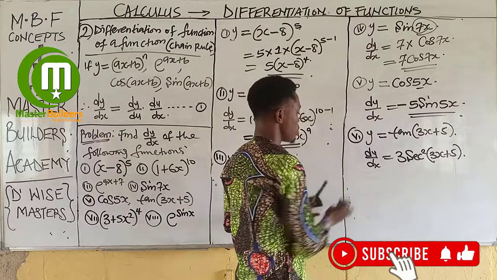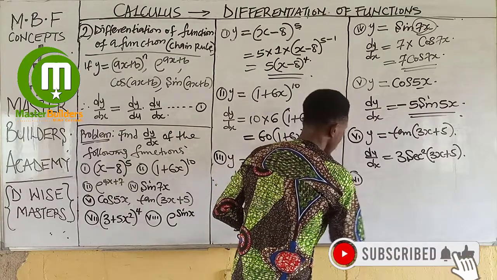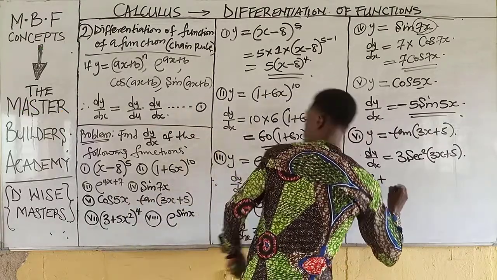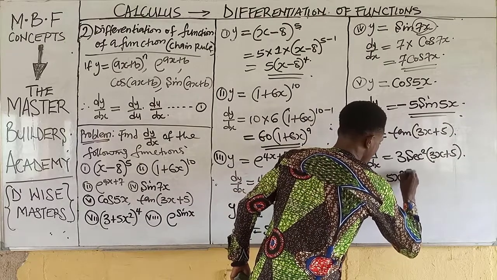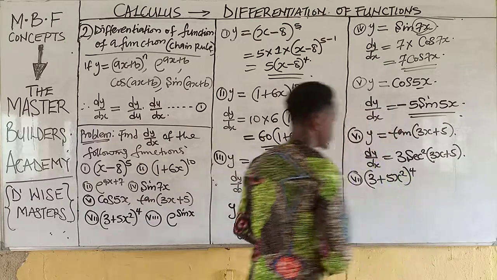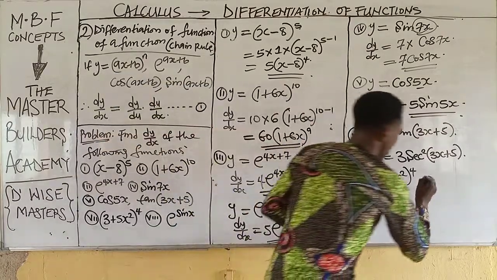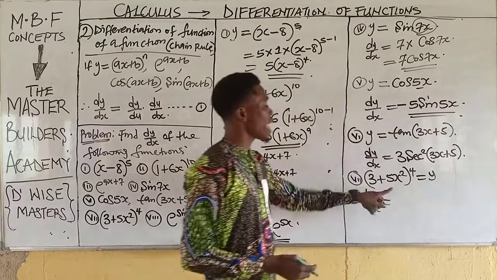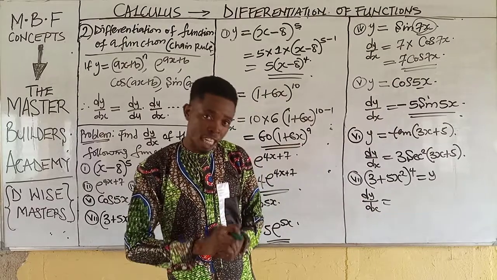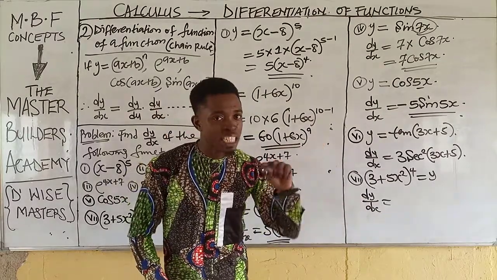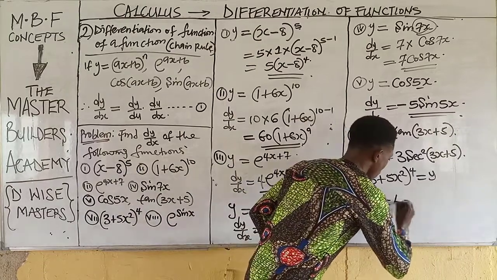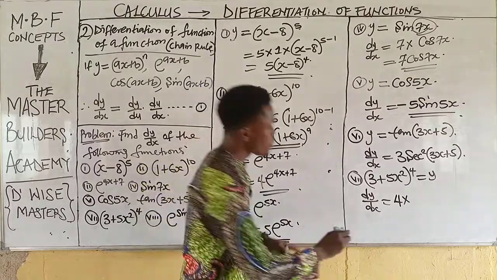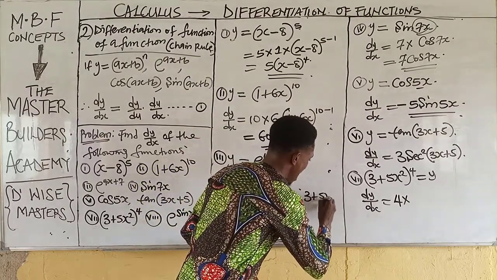Very, very simple. Now we look at question number 7. We are asked to differentiate (3 + 5x^2) all raised to the power of 4. Equal to y. Now we therefore have that dy over dx is equal to, what do you do here? In this case, this is a polynomial function, not trig, not exponential. And what do you do in this? First is to identify the power. And what's the power here? 4. Multiply by. Second, identify the function of x and differentiate it. The function of x here is 3 + 5x^2.